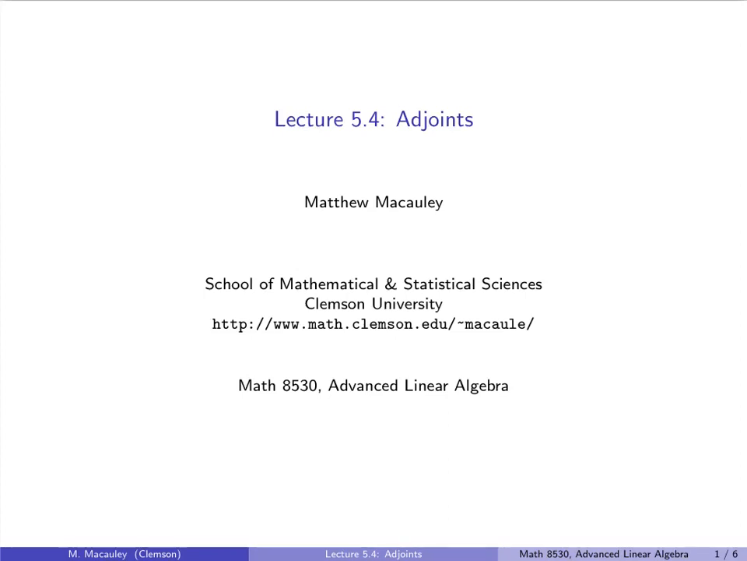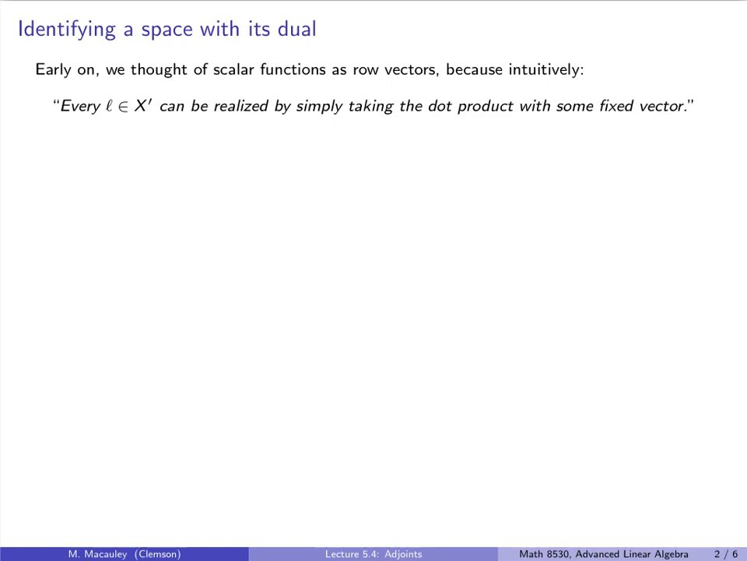Welcome to Lecture 5.4, Adjoints. Early on, and throughout this course, I've been preaching the idea that we should be thinking of linear scalar functions, elements of the dual space, as row vectors and ordinary vectors as column vectors, because intuitively, every element in the dual space L can be realized by simply taking the dot product with some fixed vector.